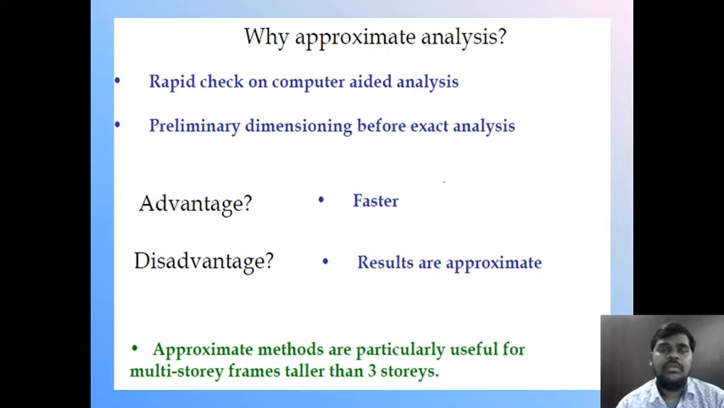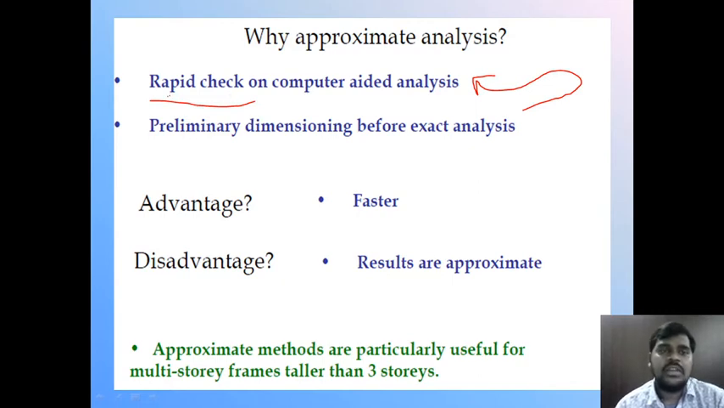So before that, what is the necessity of approximate analysis? When you look at this point, rapid check by using computer aided analysis. The rapid check is much required these days, because whatever work is assigned to an engineer, the client will hope that the work must be completed at a very fast speed. If we are using the manual method, it takes a lot of time to design and also analyze. So for that, approximate analysis methods are used.